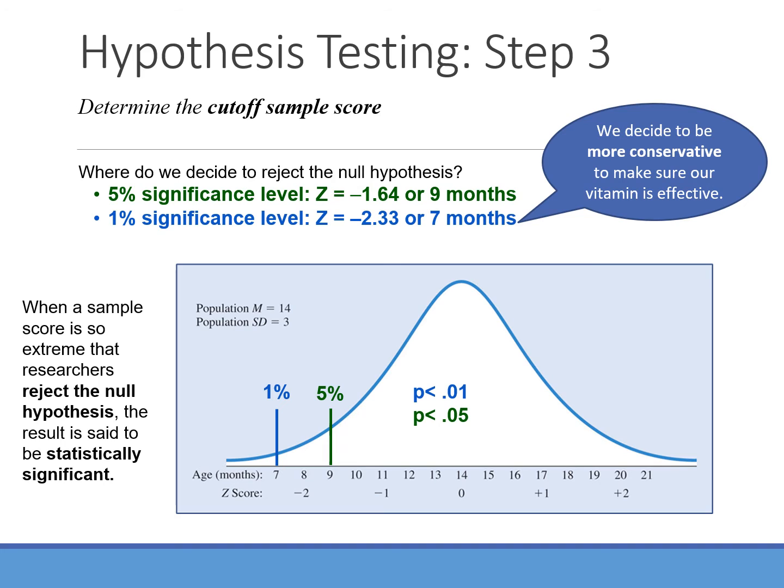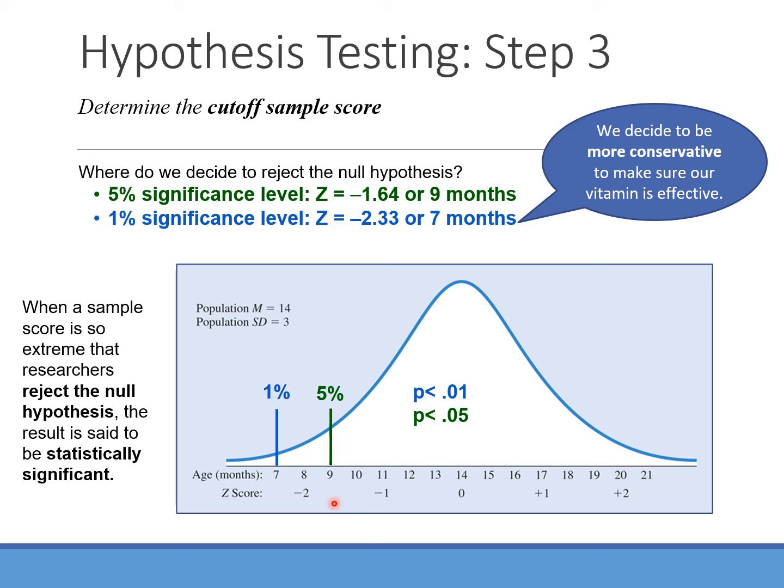Okay, so let's look at this. Hypothesis testing step 3, how do we determine the cutoff sample score? Okay, where do we decide to reject the null? Remember that our goal is to reject the null hypothesis, the H0, okay? So at the 5% significance level, if we're looking at our normal curve, remember, I've marked it here in blue with the 1% mark and in green with the 5% mark.